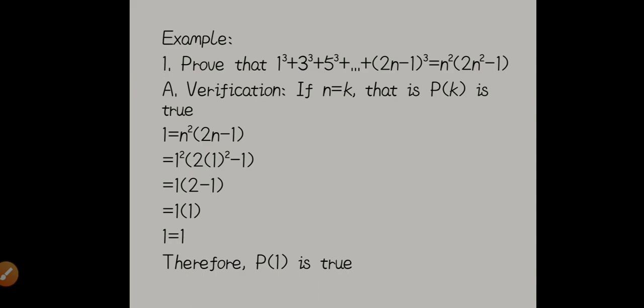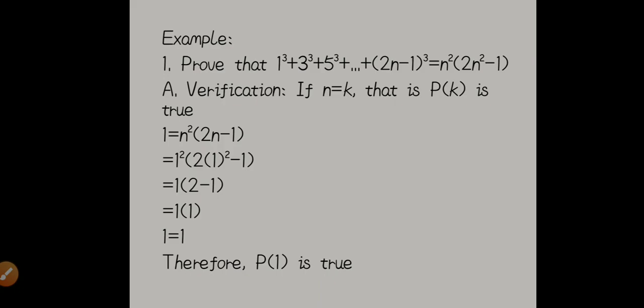So 1 is n squared. Our 1 here is from the 1 raised to 3. So 1 times 1 times 1 is 1. So 1 is n squared times 2n squared minus 1. Let us substitute our n, which is 1. So 1 squared times 2 times 1 squared minus 1. So 1 times 1 is 1, and times 2. Now let us multiply 1 to the power of 2. So 1 times 1 is 1. So it will be 2 minus 1 is 1, and 1 times 1 is 1. Therefore, our P of 1 is true.